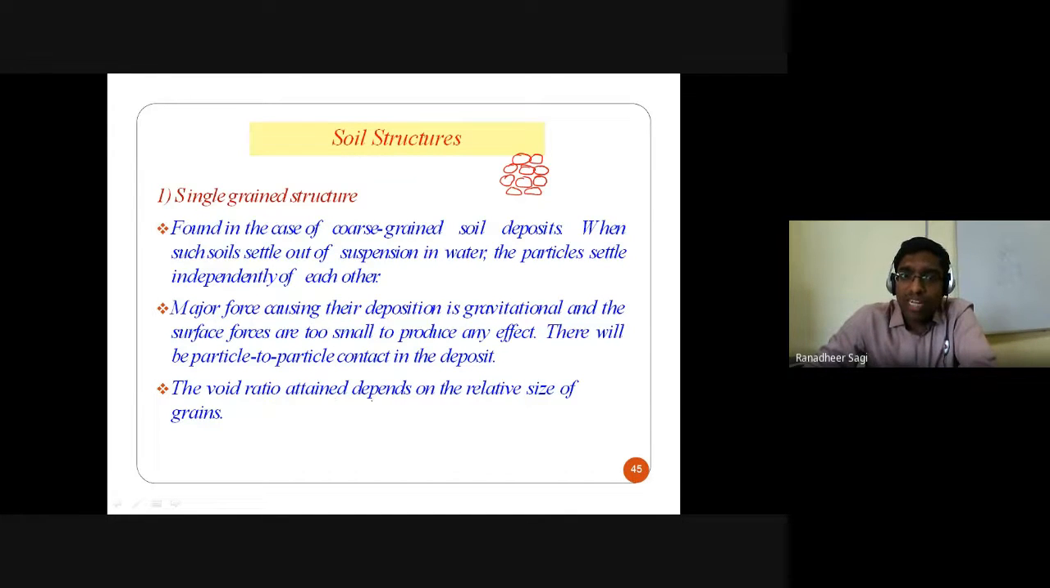And the void ratio attained subsequently, when the particles are getting settled. The void ratio of that particular soil mass, with the particle arrangement that you attain because of the settlement of the particles, depends on the relative size of the grains that are getting settled there.